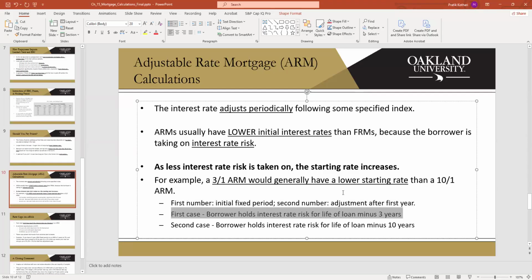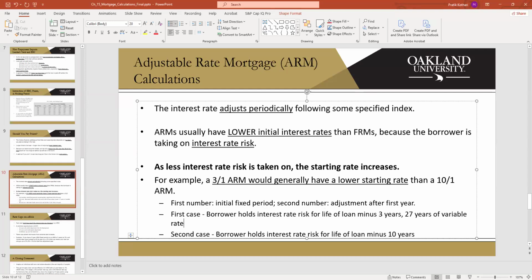In this scenario, the first number is telling you the initial fixed period, right? In this scenario, the borrower holds the interest rate risk for the entire life of the loan minus 3 years in the first case. And in the second case, the borrower is holding the interest rate risk for the entire life of the loan minus 10 years. Why so? Well, suppose that the loan was 30 years long. In the first case, the borrower has a fixed rate for 3 years and then 27 years of variable rate, right? So that's 27 years of interest rate changing risk. If the rates go up in those 27 years, the borrower has to pay more. That's the risk. Okay.